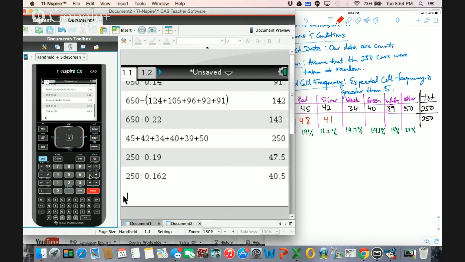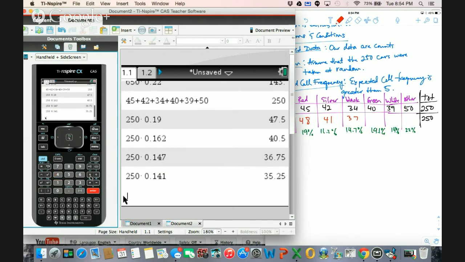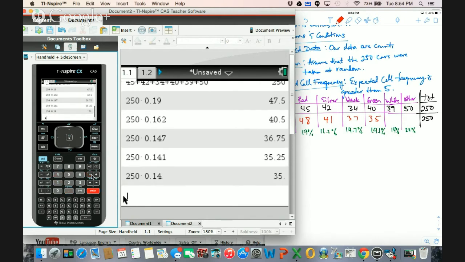Your expected values don't have to be whole numbers, by the way, guys. I just find it easier to deal with them as whole numbers, because remember that expected values are really like means, so they can be decimals, but I just find them easier to work with because I'm putting things in the calc when I'm getting this last bit, this last number right here.